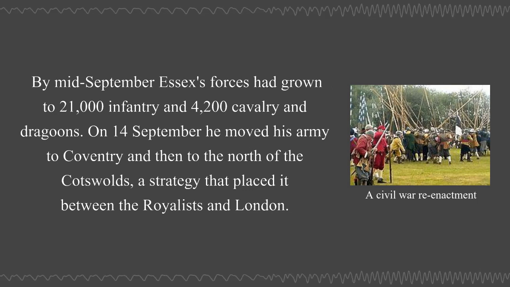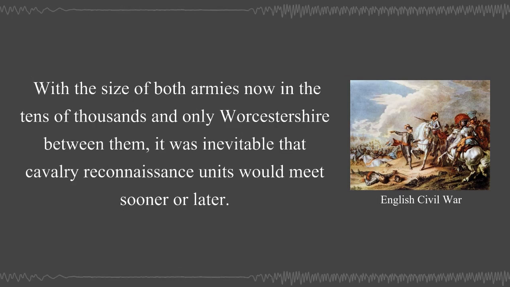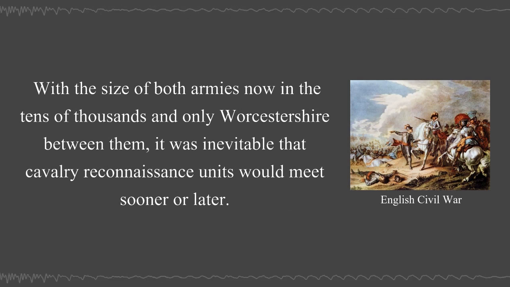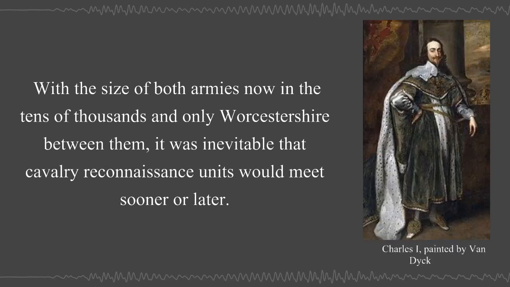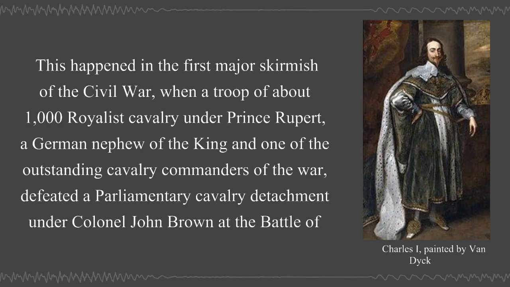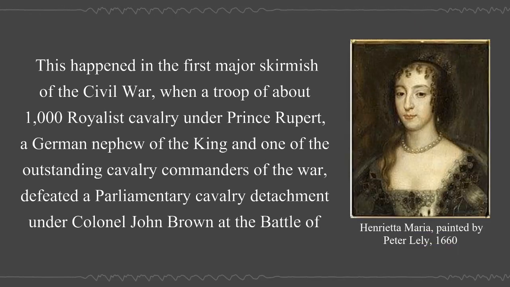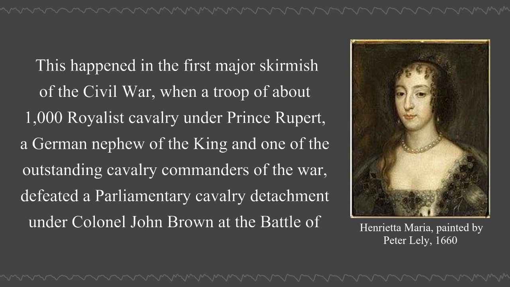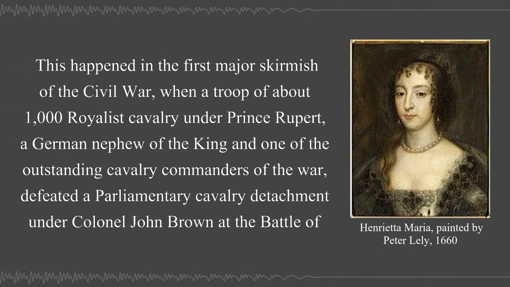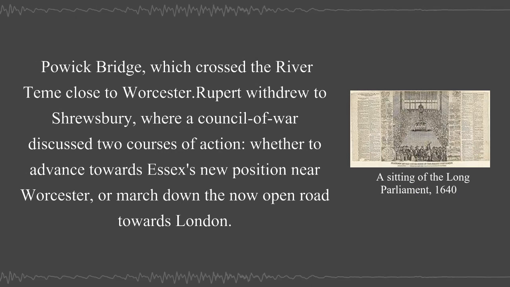On 14 September, he moved his army to Coventry and then to the north of the Cotswolds, a strategy that placed it between the Royalists and London. With the size of both armies now in the tens of thousands and only Worcestershire between them, it was inevitable that cavalry reconnaissance units would meet sooner or later. This happened in the first major skirmish of the Civil War, when a troop of about 1,000 Royalist cavalry under Prince Rupert, a German nephew of the king and one of the outstanding cavalry commanders of the war, defeated a parliamentary cavalry detachment under Colonel John Brown at the Battle of Powick Bridge, which crossed the River Teme close to Worcester.